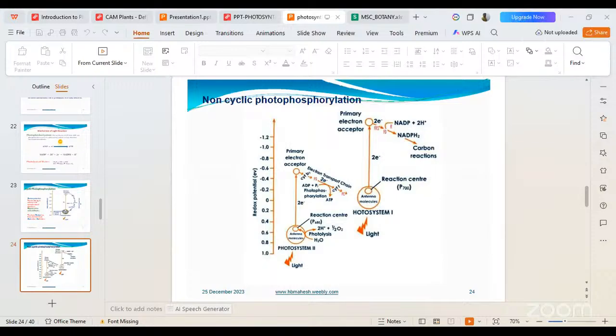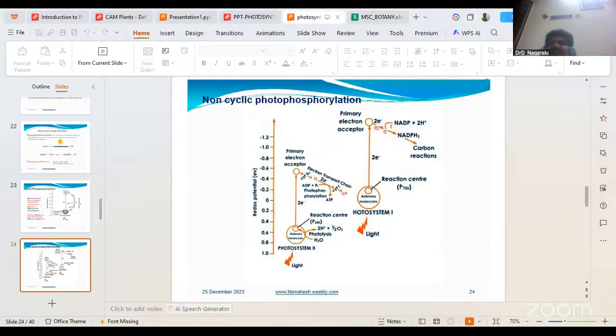Then there is a cyclic reaction and a non-cyclic reaction. You know very well, an essay question will come. Majorly the essay question asks about the non-cyclic Hill-Arnon cycle. And then we will go for the dark reaction.